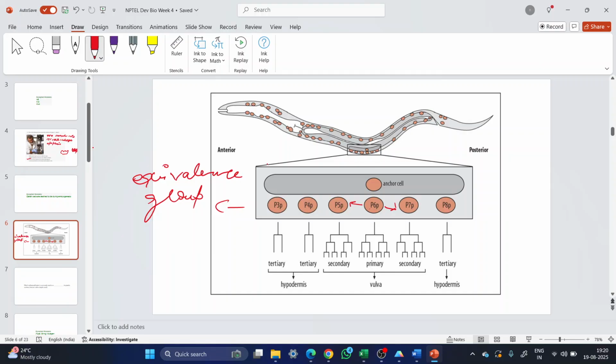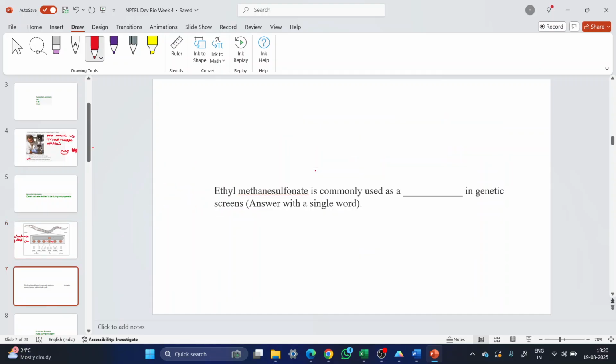So this is just a very basic gist of the vulva formation, which you must have studied. And of course there are pathways, the RAS, MEK pathway and EGF pathway, which play an important role in this vulva formation. Okay, fine. Now we'll come to the next question.